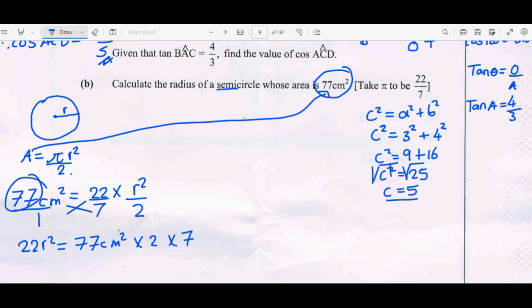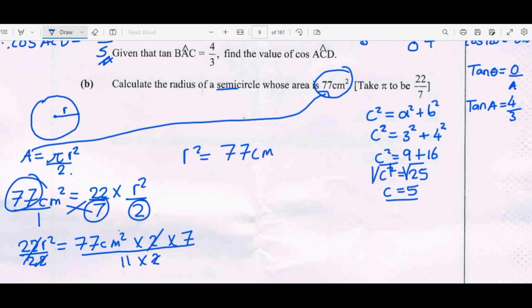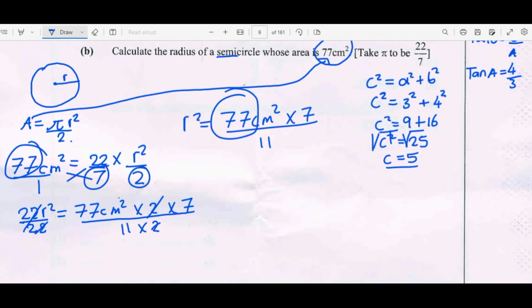Then we divide by 22, and 22 over 22 is the same as 11 times 2. So we can cancel this one. r squared is equal to, we cancel this one, so I have 77 centimeters squared multiplied by 7 over 11. Now, if you look at this number, 11 can go into 77 without giving us a remainder. And I'm sure you have now seen the reason why I never wanted to find the actual product.